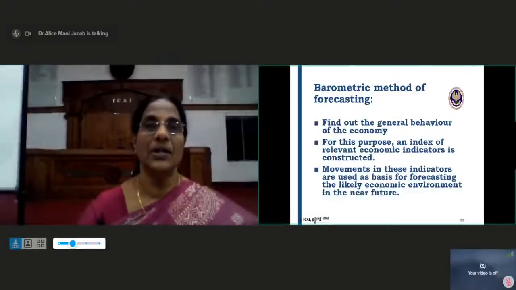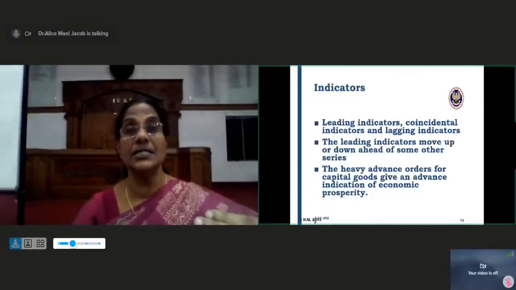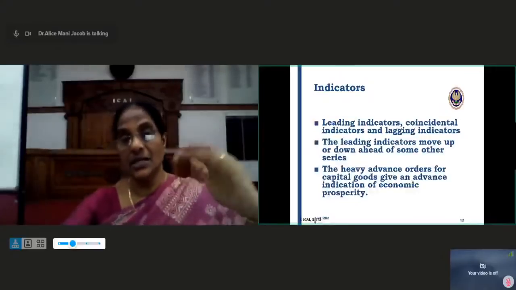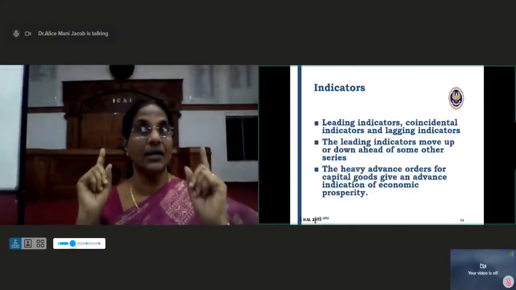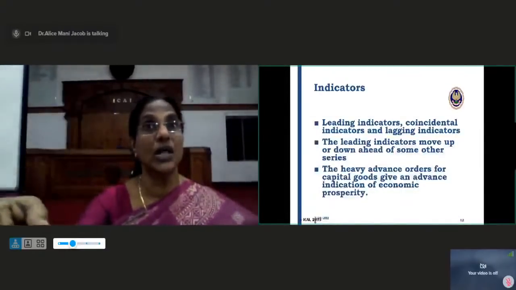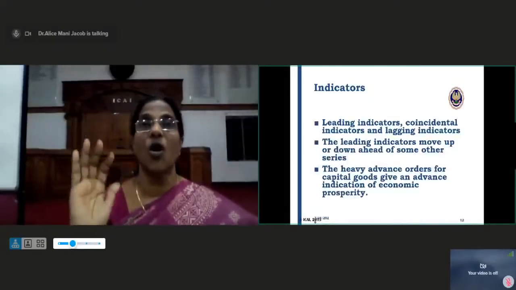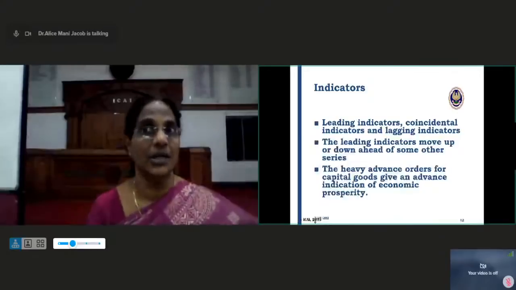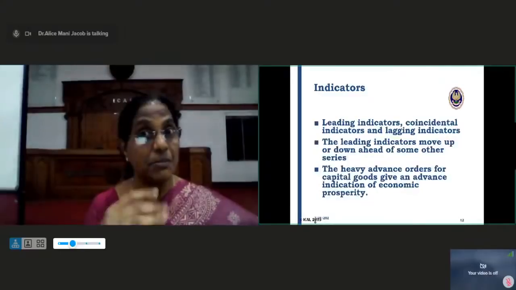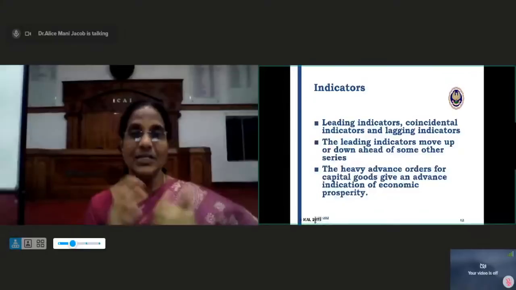For example, there are three types of indicators: leading indicators, coincident indicators, and lagging indicators. Some indicators give you an idea, seeing them, that something is going to happen in future. In your book, it is given, a large number of applications for construction. We know construction activity is going to take place. So we need a lot of cement, bricks and so on. I can tell you a simple example.